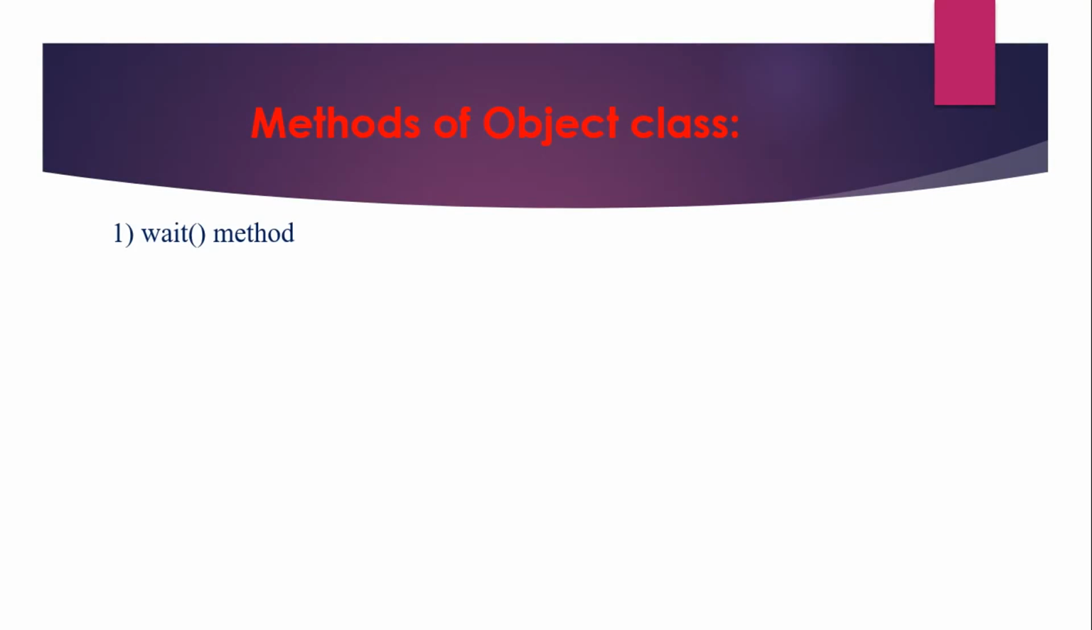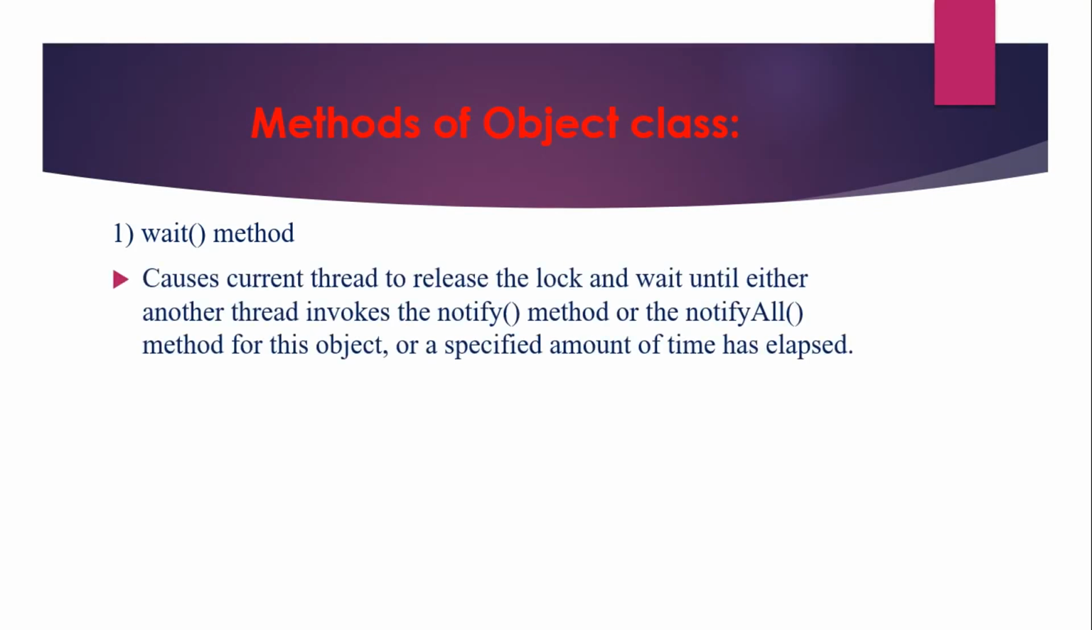First one is the wait method. It causes the current thread to release the lock and wait until either another thread invokes the notify method or the notifyAll method for the object, or a specified amount of time has elapsed. The wait method is executed when the specified time has elapsed, or when another thread invokes notify or notifyAll for the object.